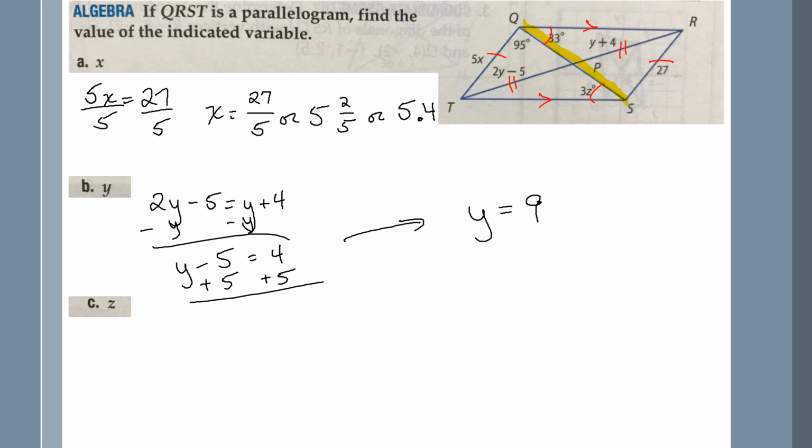Okay, so I would set this up as 3z equals 33, so we're going to divide each side by 3, and z is equal to 11.